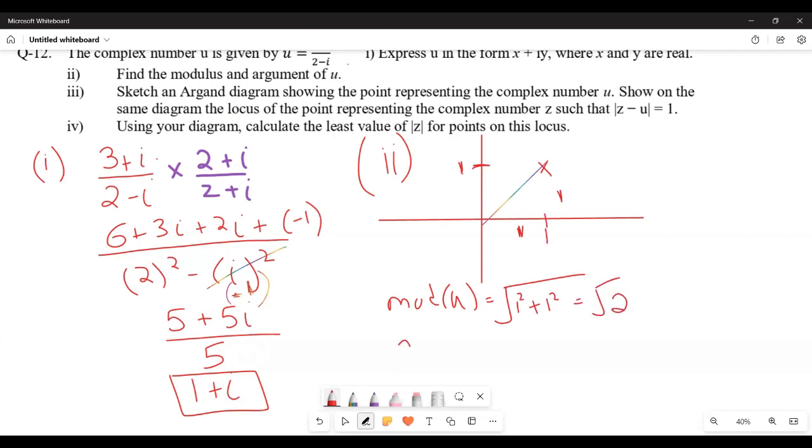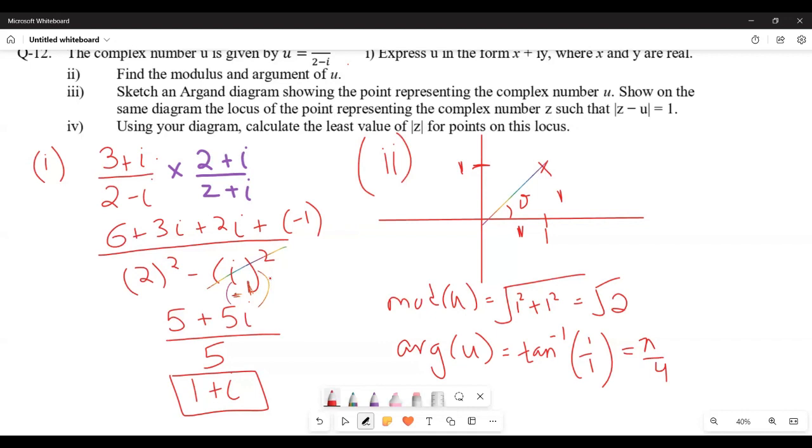And argument is this angle here, which is tan inverse 1 upon 1. I've applied tan theta equals 1 upon 1. So send tan to the other side. Tan inverse 1 is 45. And if I'm in radians, it's going to be pi by 4. Okay. So modulus of U is under root 2 and argument of U is pi by 4.